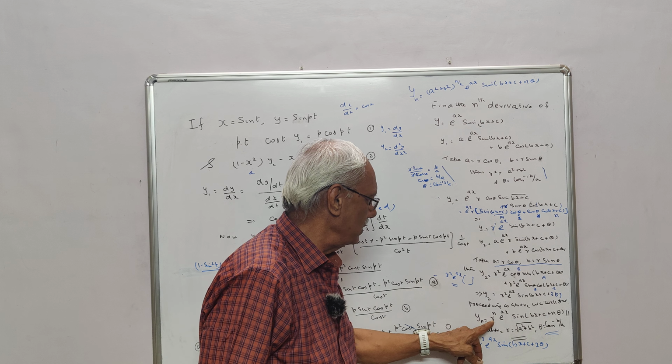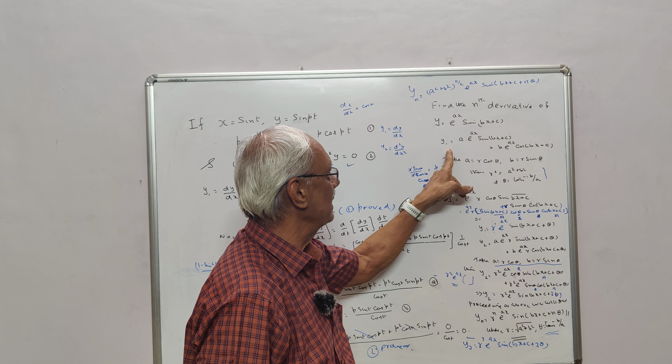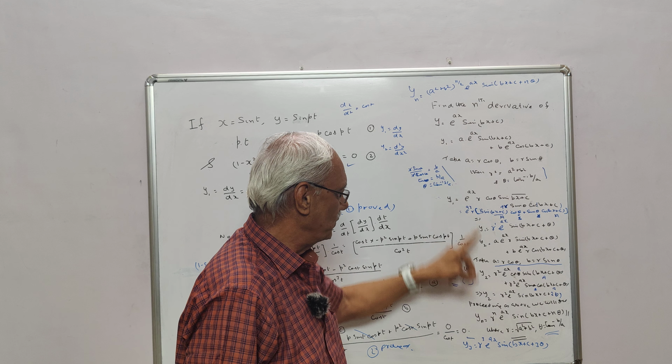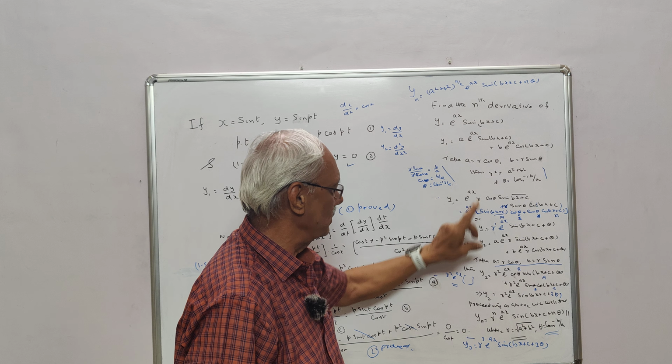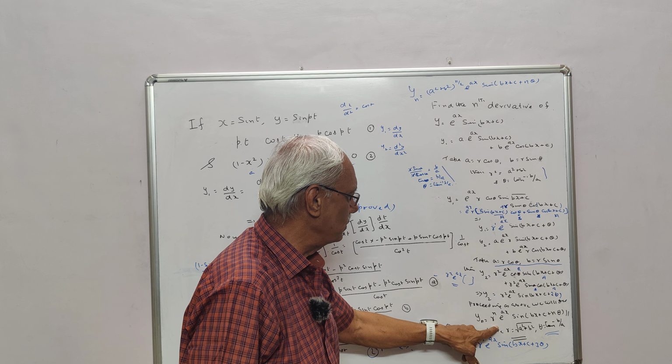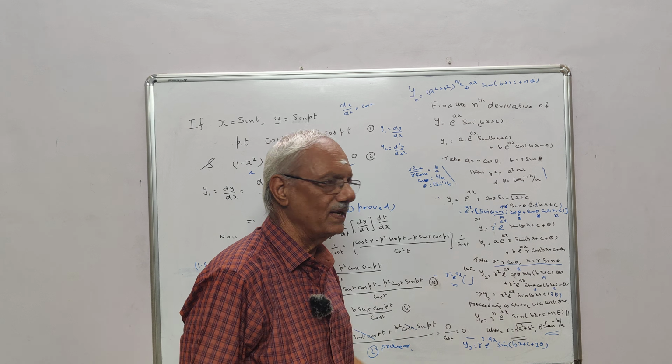If you want, you can just verify. Put n is equal to 1. If you put n is equal to 1, you will get the first result, y1. When you put n is equal to 2, you will get the second one. Third, likewise you can get. So this is how we find it.